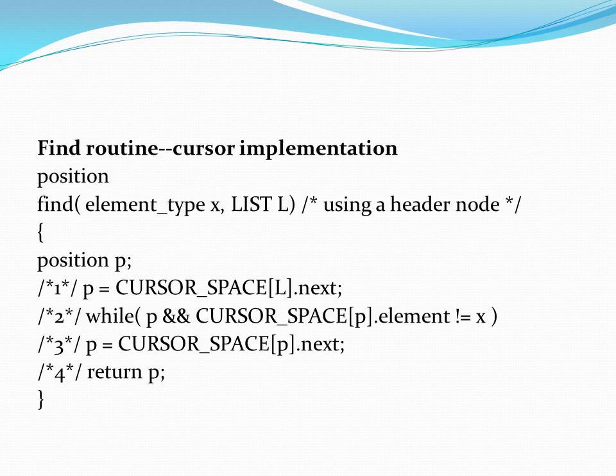Next, the find routine. Find the position of an element: Position find(ElementType X, List L). We are going to check the position of element X in the list L. I declare a variable Position P equal to cursor_space[L].next. L is the header node, and the header node's next position contains the index of the first element. We are storing the position of the first element in P.